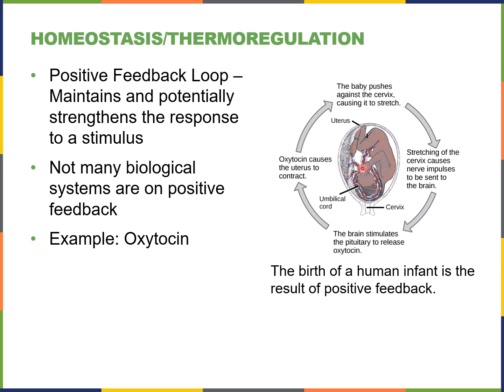So as you're going through labor, if you're lucky enough to go through labor as a female, you're going to release more and more oxytocin and continue this positive feedback loop of contractions until that baby is born. There's not many biological systems that we see on a positive feedback loop, but this does exist, and it's usually for things like this that we want to keep pushing until whatever it is is done, like birth of a human infant.